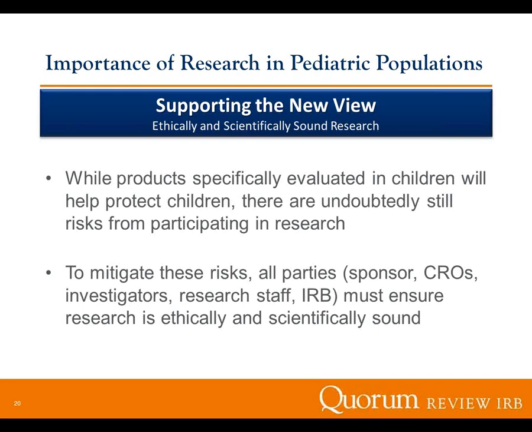But we also have to keep in mind that we have to balance the development of new products with still protecting children. So when children are enrolled in research, we really have to consider and make sure that research is ethically and scientifically sound. And we also have to make sure risks to children in research are mitigated. The people responsible for mitigating these risks are all parties. I'm talking sponsors, CROs, investigators, research staff, the IRB, and the federal government. Everyone needs to work together to ensure the research is ethically and scientifically sound, to make sure that new products are developed, but also that the children are protected.